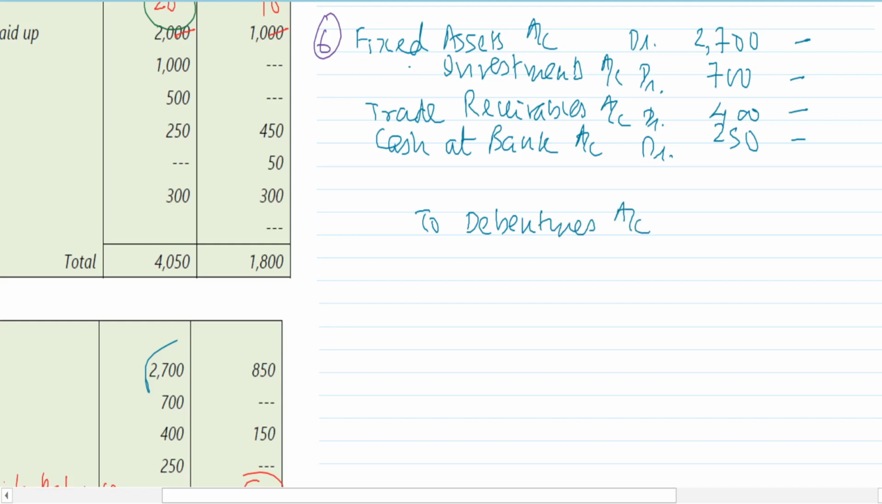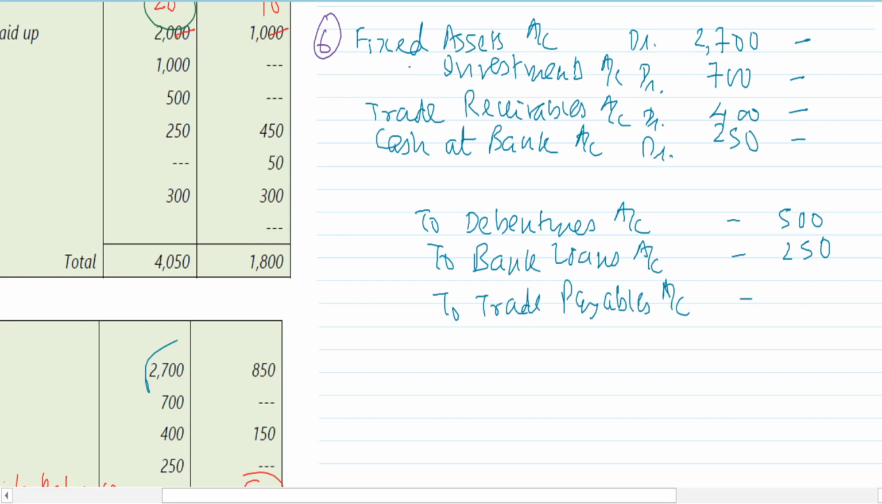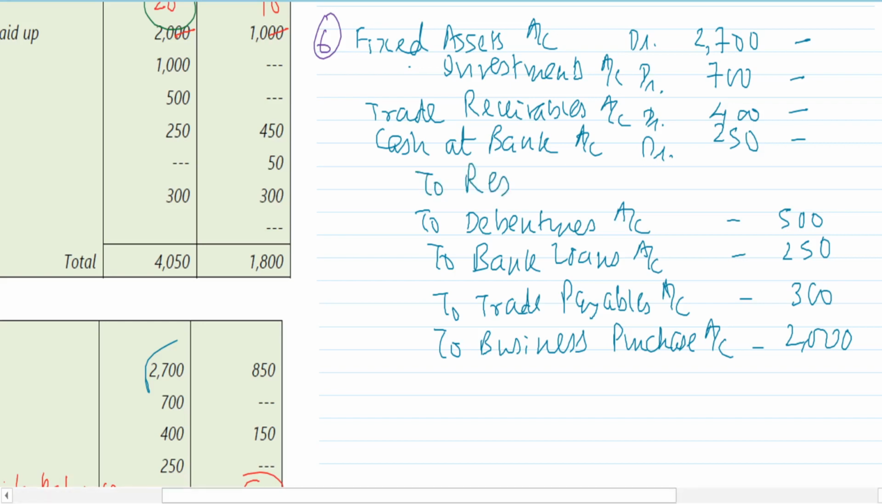To debentures account, incorporate the liabilities. Bank loans account, to trade payables account, to business purchase account. Balance the accounting entry. Whatever difference is there, it should be debited to the reserves or credited to the reserves, right? We get reserves of 1000, which is there exactly the way it is there in the balance sheet. So basically, there is no reserve to be credited or debited. We are getting the exact amount.